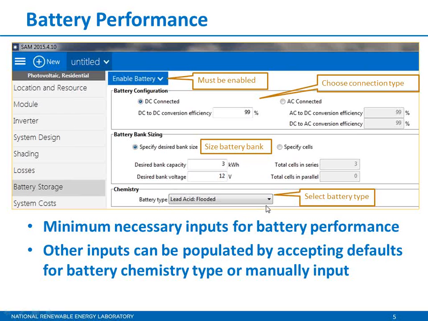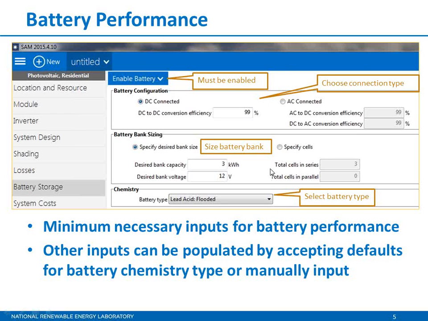Here you also have lead acid or lithium ion technologies, and there are various types of chemistries within those lead acid and lithium ion technologies. Those populate defaults and toggle between lead acid and lithium ion models. And so with these high-level inputs, you can get started. Below, which we'll walk through in the demonstration, there are more detailed inputs if you're interested to model those kinds of characteristics.